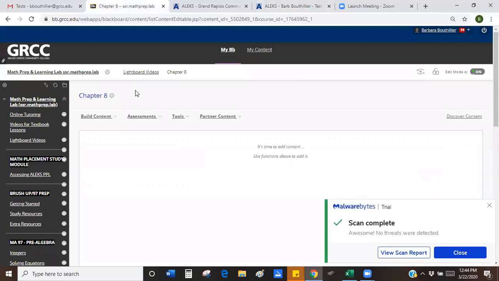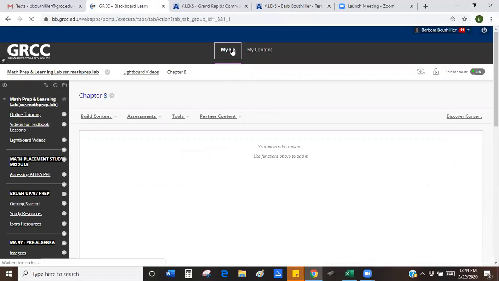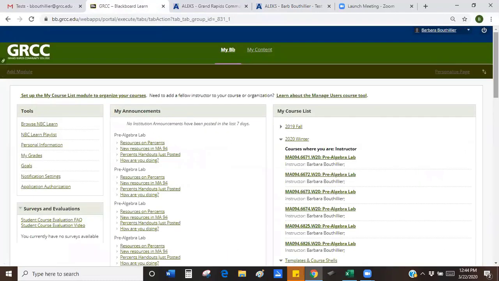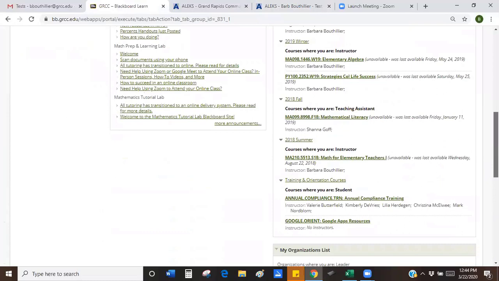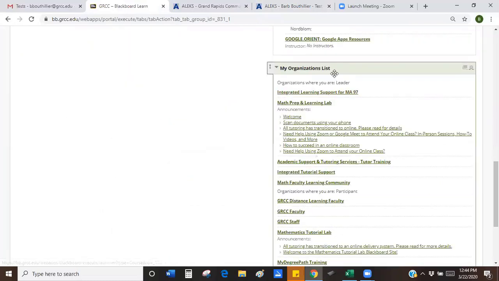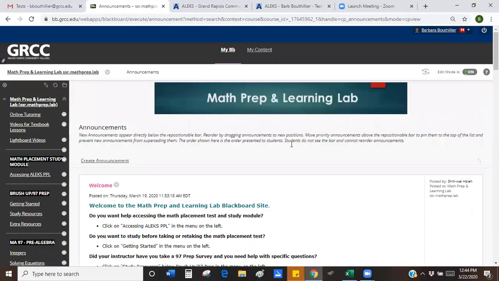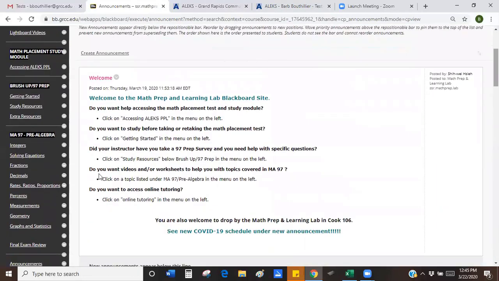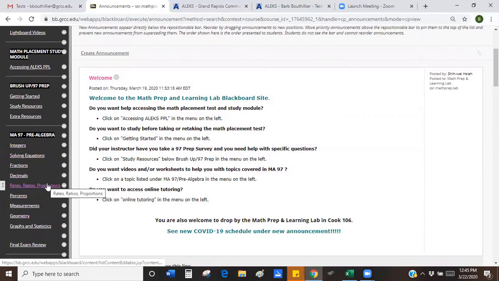You can go to Blackboard. This is mine. If you go down to My Organizations, Math Prep and Learning Lab, when you log in, over here on the side, if you go down here, are all the topics for the different tests. So here's the ratios, rates, and proportions.